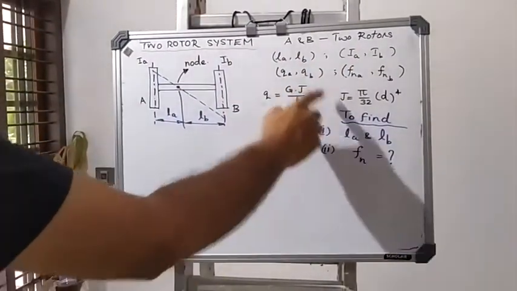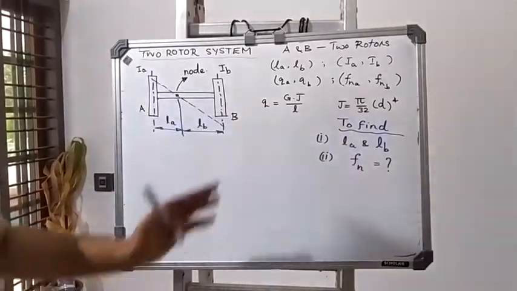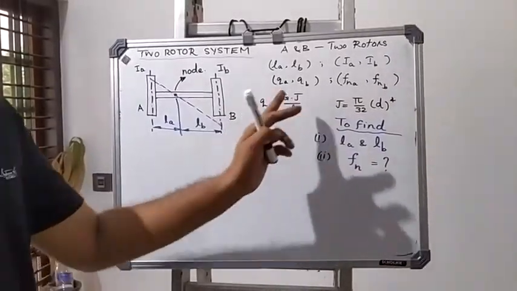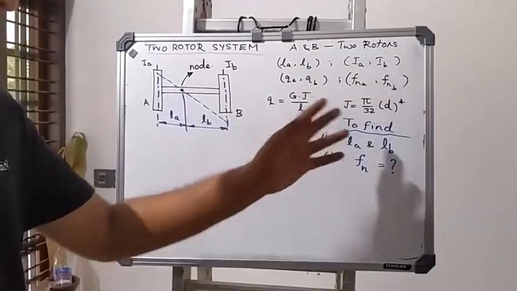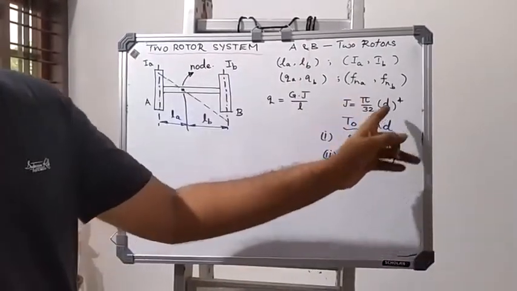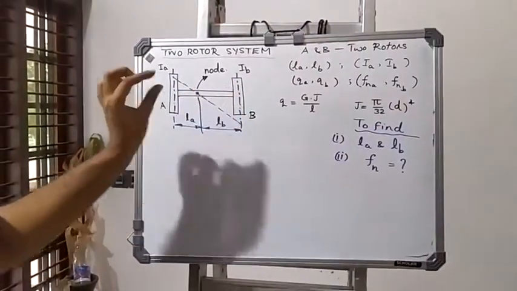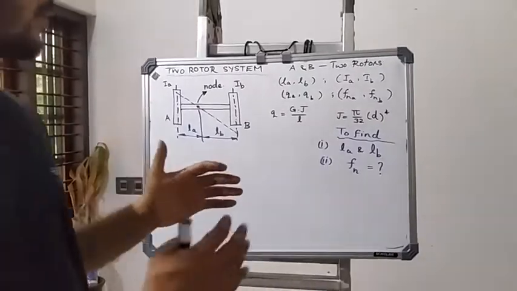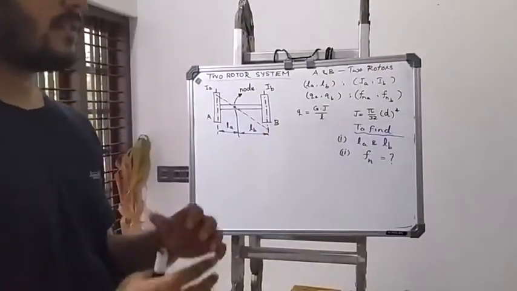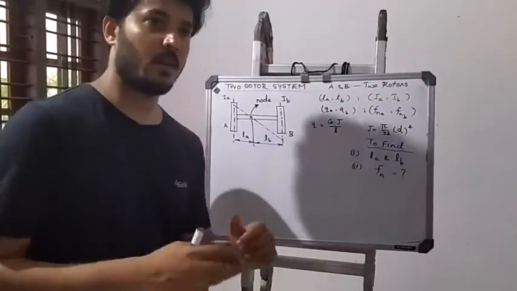Now we have the general equation to find the torsional stiffness: q is equal to GJ by l. G is the rigidity modulus, J is the polar moment of inertia, which is pi by 32 into d raised to 4, where d is the diameter of the shaft. Generally, the question will come in different kinds of notations or formats.